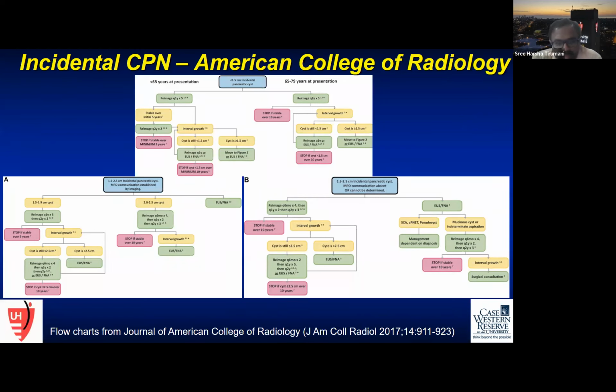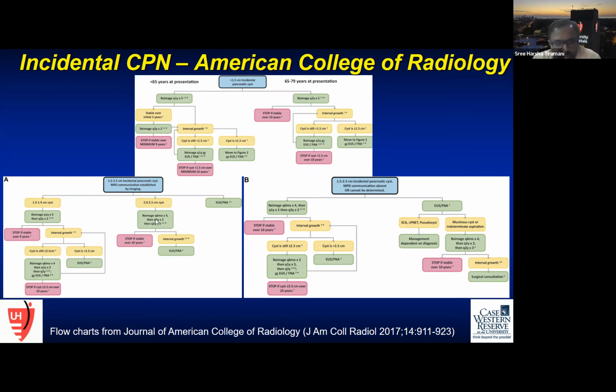The IAP does take size into account, but they don't really go into very fine size-based and age-based criteria. The American College of Radiology actually starts with age. The follow-up recommendations are different when it's less than 65 versus patients who are 65 to 79. And they actually have a separate flowchart for patients who are more than 80.